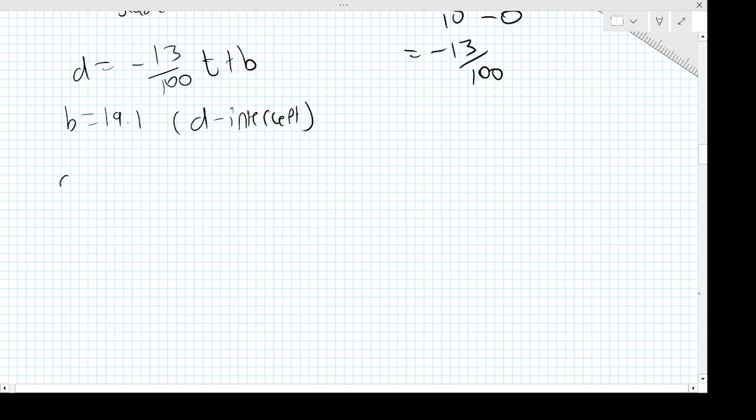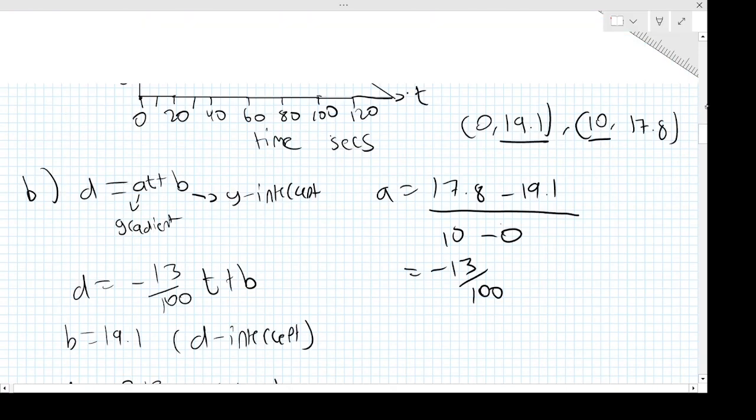Therefore, we've got the complete equation. So d is minus 13 over 100 t. You can convert it to decimal if you want, but then that'd be plus 19.1, okay? Actually, I will convert to decimal because I've got a fraction and a decimal. Let's put in both as decimals to be consistent. That would just be minus 0.13, I believe. 13 over 100. Yes. Okay, cool. So there we are. We've got an equation then.